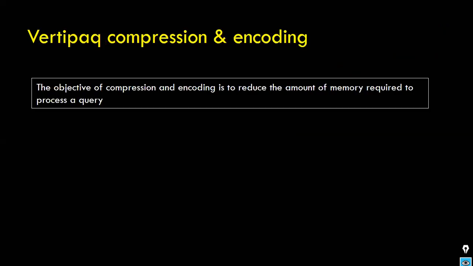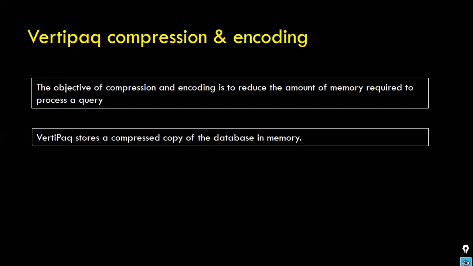And then it does the encoding and compression, the xVelocity engine. What algorithm does it use to do the compression? It uses something called encoding. The objective of compression encoding is to reduce the amount of memory required to process your query. VertiPaq stores a compressed copy of the database in memory, and compressed columns make your code and queries run faster. When you have compressed data, the performance will be faster, right?